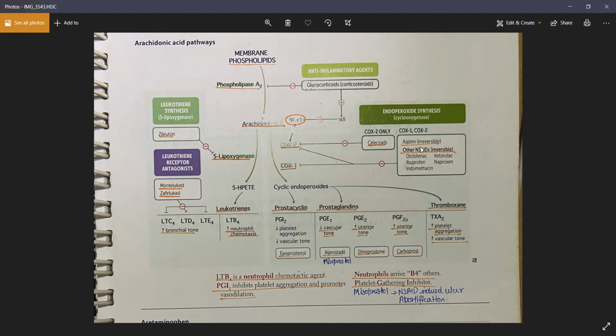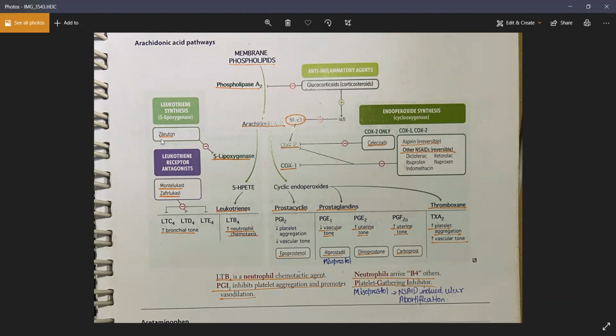Okay, aspirin and NSAIDs mainly inhibit the COX-1, and they also have an effect on the COX-2. So they can inhibit both the COX-1 and the COX-2. Aspirin and the NSAIDs like diclofenac, ibuprofen, indomethacin, ketoconazole, and the naproxen, right?